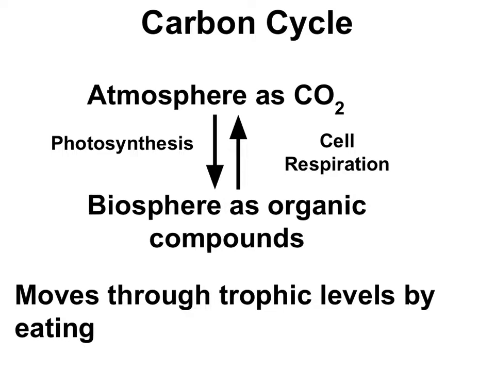In its abiotic form, carbon is found in the atmosphere as carbon dioxide. Carbon makes its way into the food web through photosynthesis. Once in living things, carbon is found inside of all four types of macromolecules. Carbon moves through the food web by organisms eating each other. And finally, every living thing does cellular respiration. Cellular respiration releases carbon from living things as carbon dioxide back into the atmosphere.